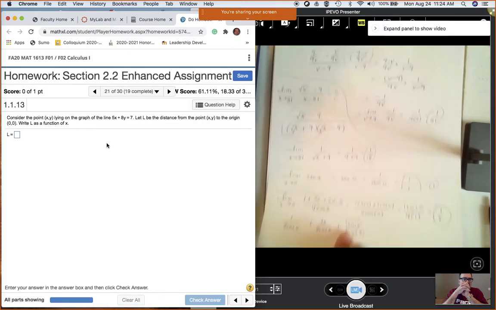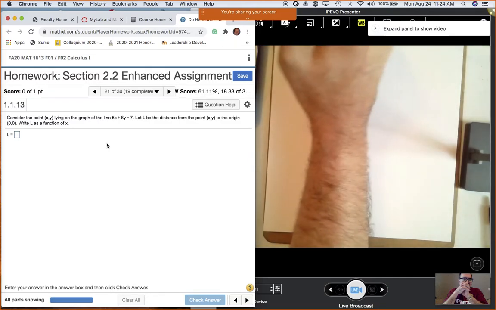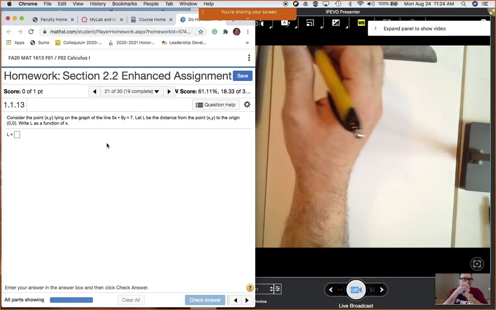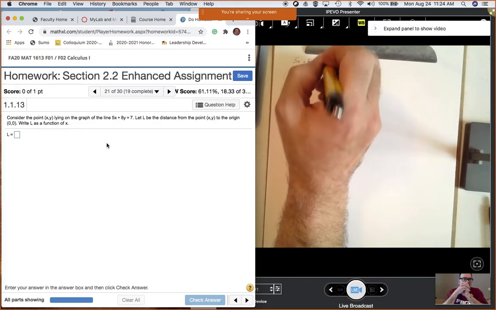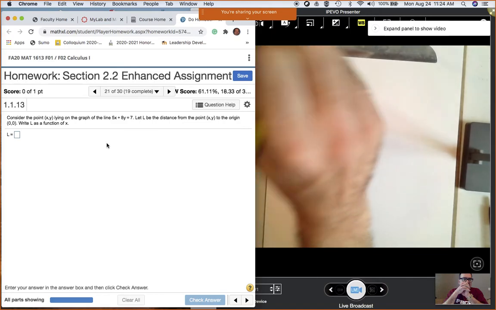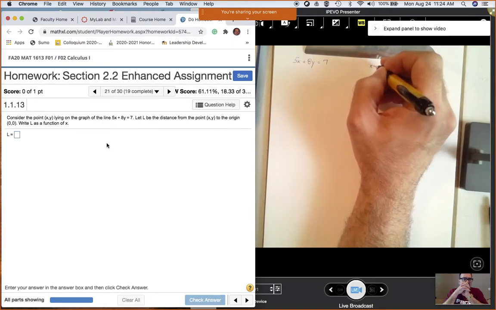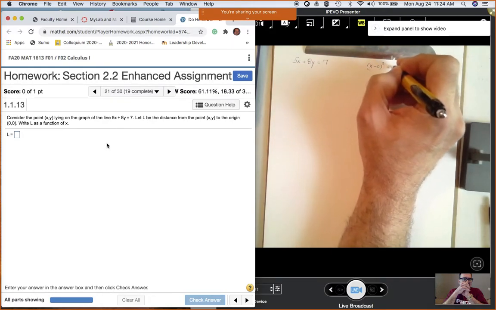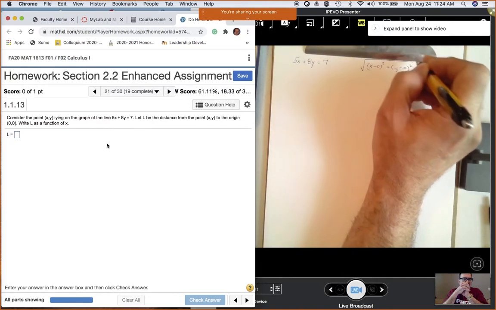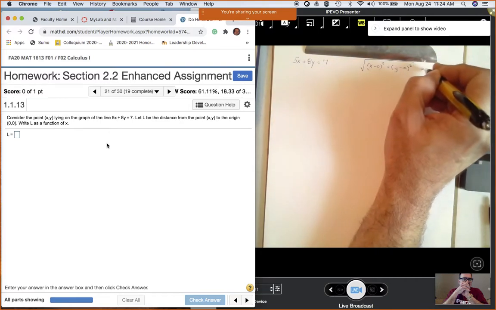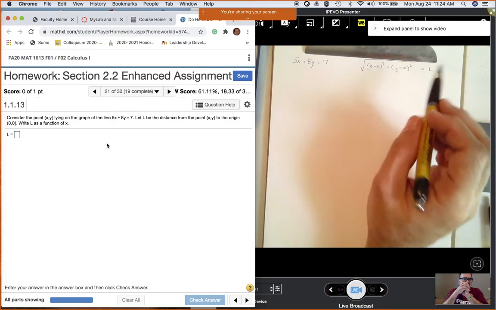All right, this next question is asking us to consider a point (x, y) lying on the graph of the line 5x plus 8y equals 7. So this is a line. Let L be the distance from (x, y) to the origin. So the square root of (x minus 0) squared plus (y minus 0) squared, that's the distance formula. That distance would be L. The origin is the point (0, 0), the other point's (x, y).